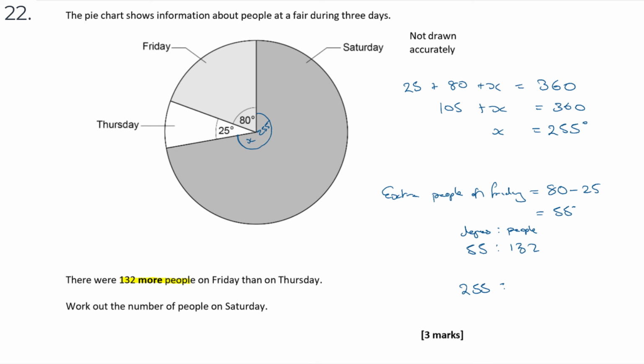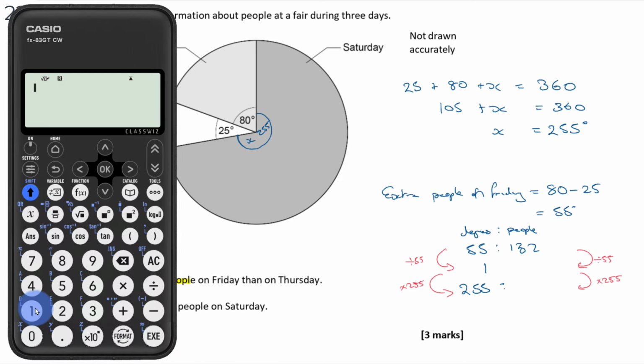Okay, so I'm going to use the unitary method, go via 1. So if I divide through by 55 and then times by 255, I can go from 55 degrees to 255 degrees. So doing the same thing with the people, dividing through by 55 and then timesing it by 255, I should know how many people that represents. So 132 divided by 55 times by 255, that gives me 612.